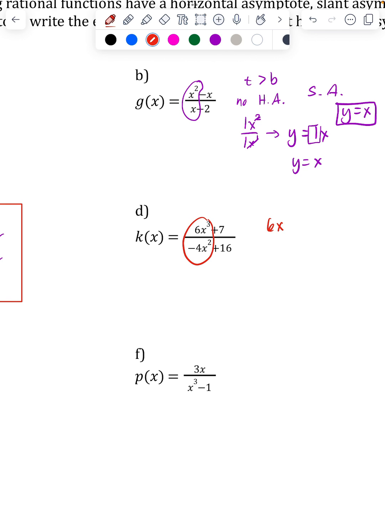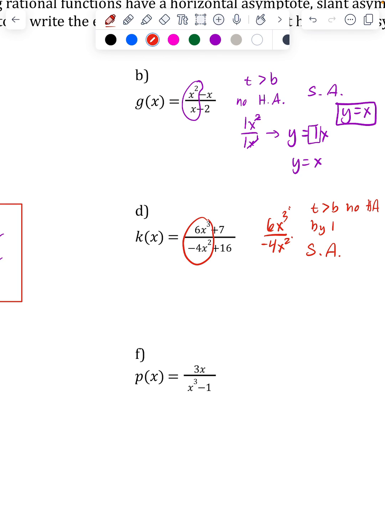If you just focus on the first term on the top and the first term on the bottom, you can see that the top is again greater than the bottom because this has a power of 3 and this is only a power of 2, and it's by 1. So that tells you there's no horizontal asymptote, but because it's bigger by 1, that indicates that there is a slant asymptote.